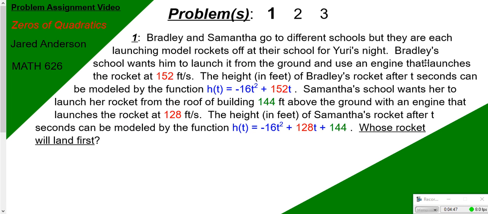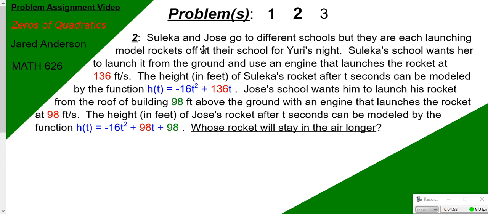Instead of where Bradley was launching from the ground and his rocket was 152 feet per second, Suleika is also launching from the ground but at 136 feet per second. So her function will change a little bit. Same thing, instead of what Sam had, Jose's rocket will be launched from a different building height with a different initial velocity. So again, his function will change only slightly.